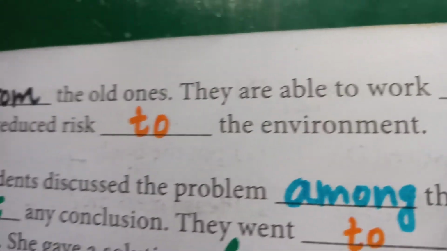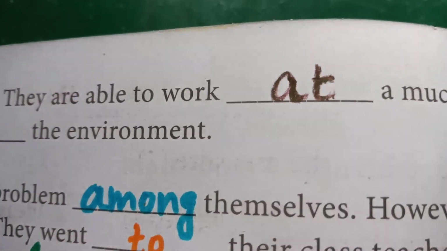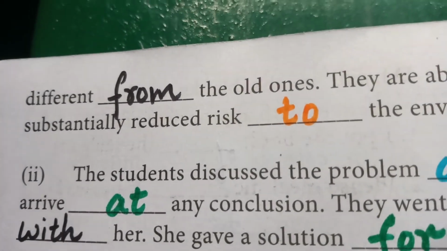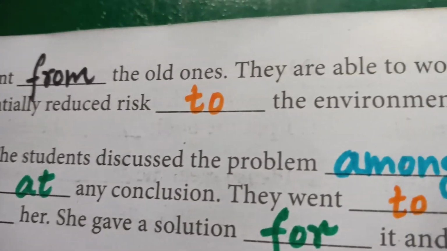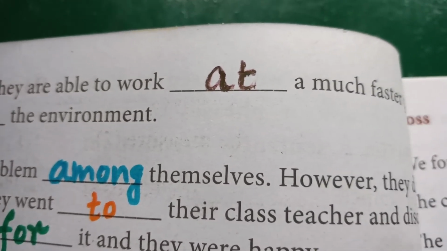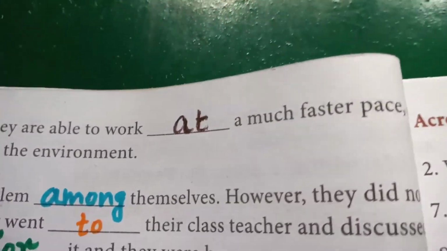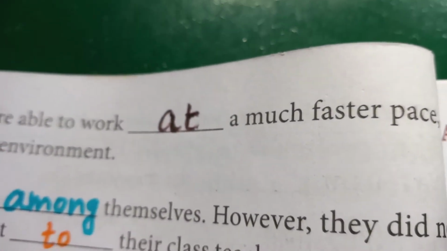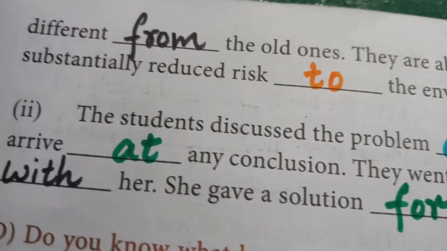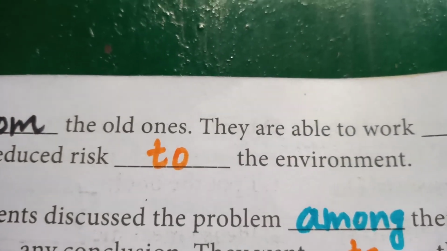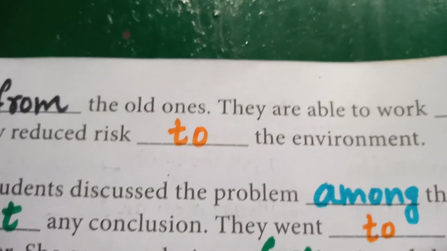They are able to work at a much faster pace, substantially reducing the risk to the environment. So this machine வந்து நியூ மிஷின் எப்படி இருக்குது, at a much faster pace. Pace, speed. So this machine works at a much faster pace, substantially reducing the risk to the environment. So it is environment friendly அப்படின்னு நீங்கள் மென்ஷன் பண்ணுறாங்க.